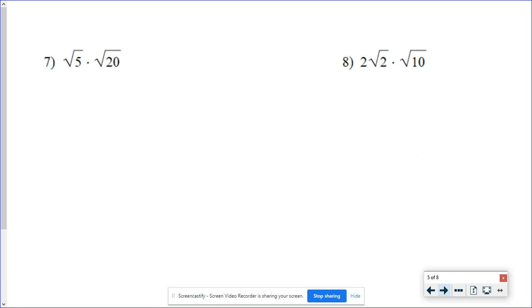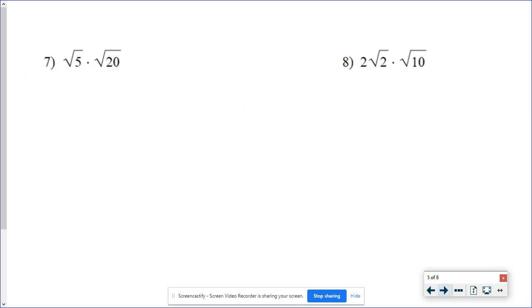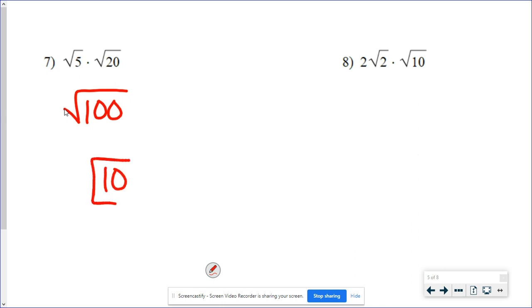For number 7, rad 5 times rad 20. Neither one of those are perfect squares, so it's not like this where the 4 was a perfect square. You know that there's a match that we'll get in there if we would just split up the 20 to be a 5 and a 4. However, on this problem, this one in particular, I would say let's put it together into one number because 5 times 20 is 100, which is a perfect square, which doesn't need a tree because you guys know that 10 times 10 is 100. The square root of 100 is just 10. Just happens to not have any radical parts left over.